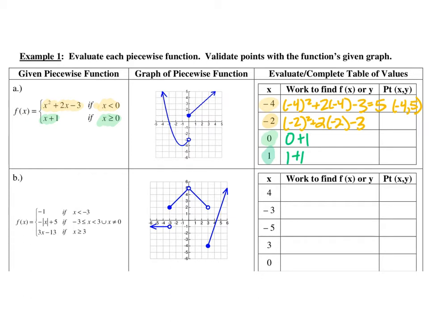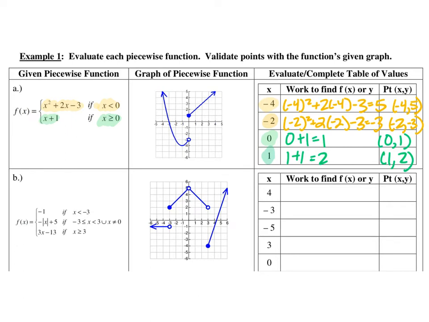The next one is going to be -2 squared, which is 4, plus 2 times -2, which is -4, so 4 minus 4 is 0. 0 minus 3 is -3. So our input here is -2, and our output is -3. Now the next one, 0 plus 1 is 1. So the input here is 0, and the output is 1. And then 1 plus 1 is 2. So the input here is 1, and the output is 2.